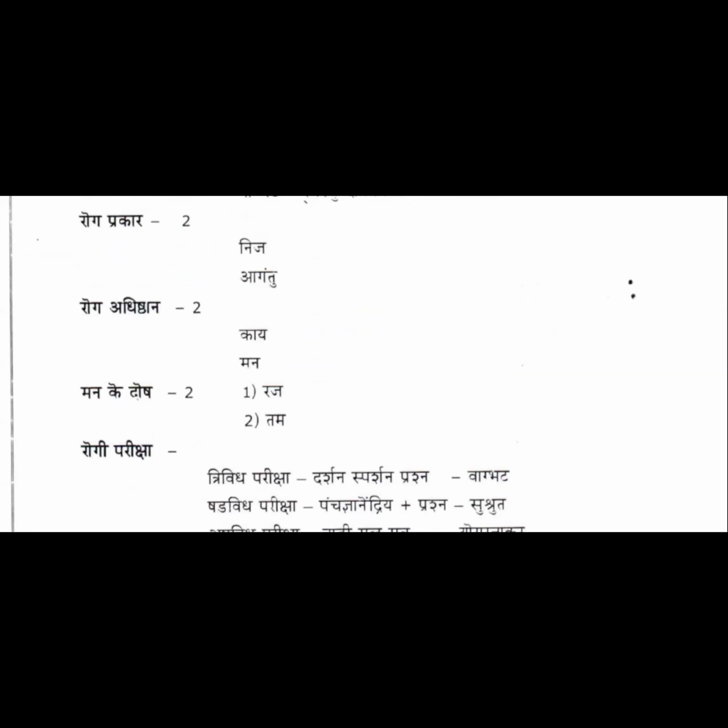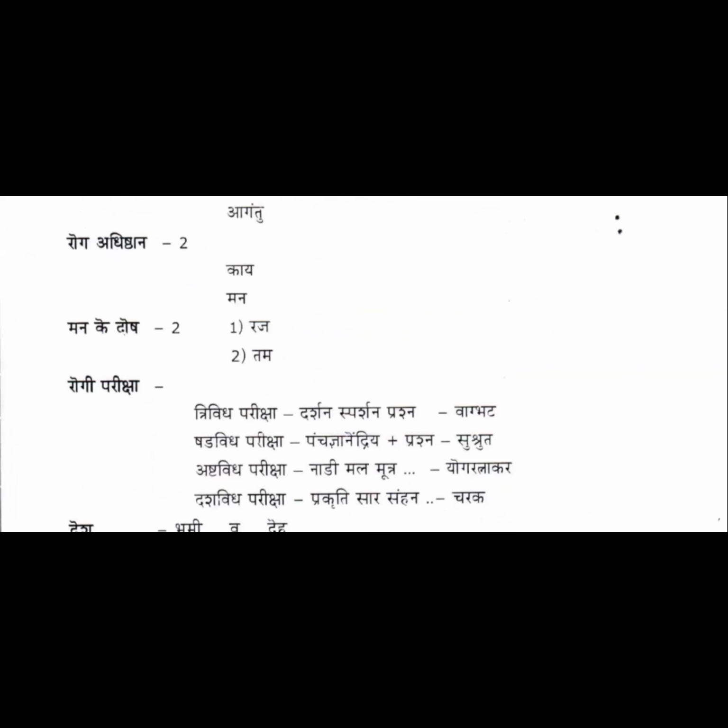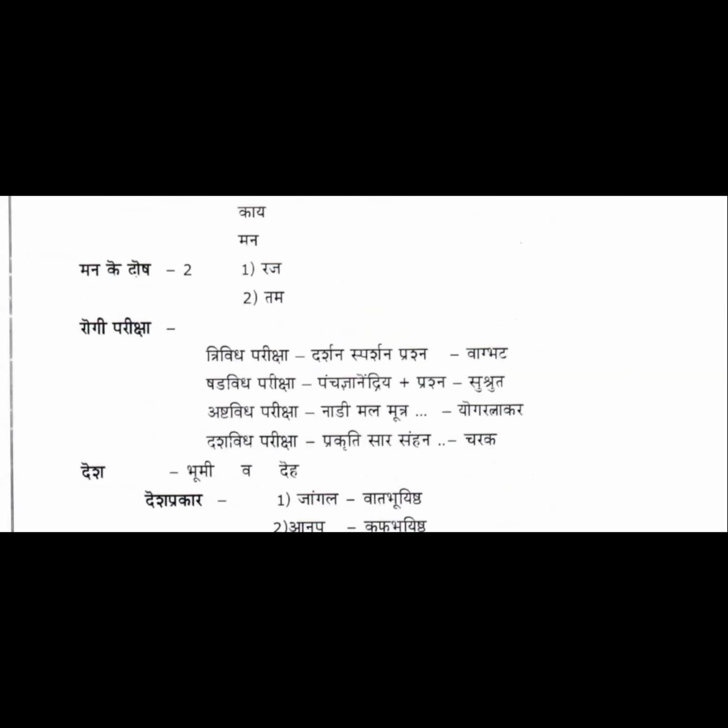Okay. Next, coming to Rogi Pariksha, he has told Trividha Pariksha. With reference to Trividha Pariksha, we get it in the first chapter of Ashtanga Hridaya. That is Darshana, Sparshana, and Prashnaihi Parikshetcha Roginam, he says. So Darshana, Sparshana, and Prashna.